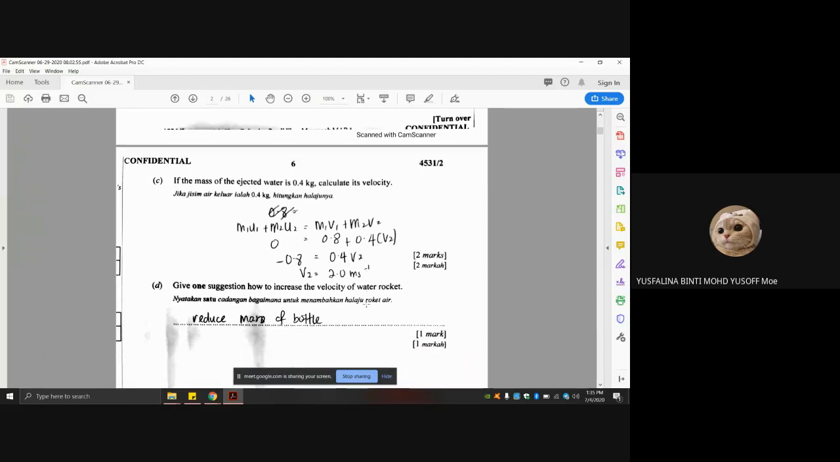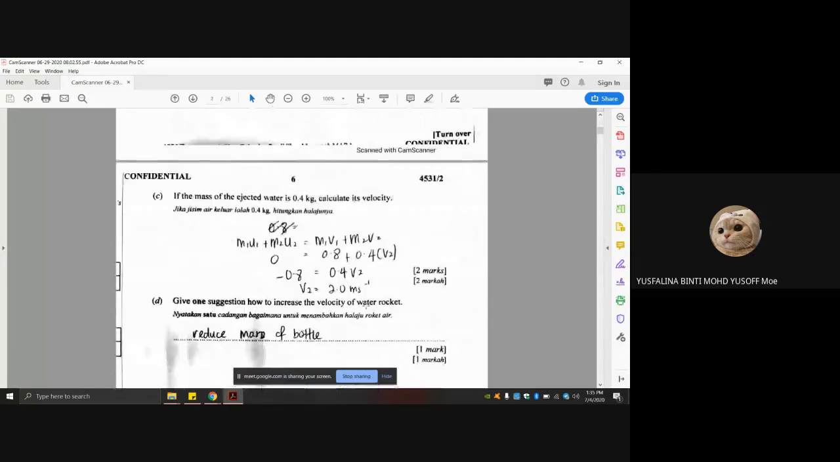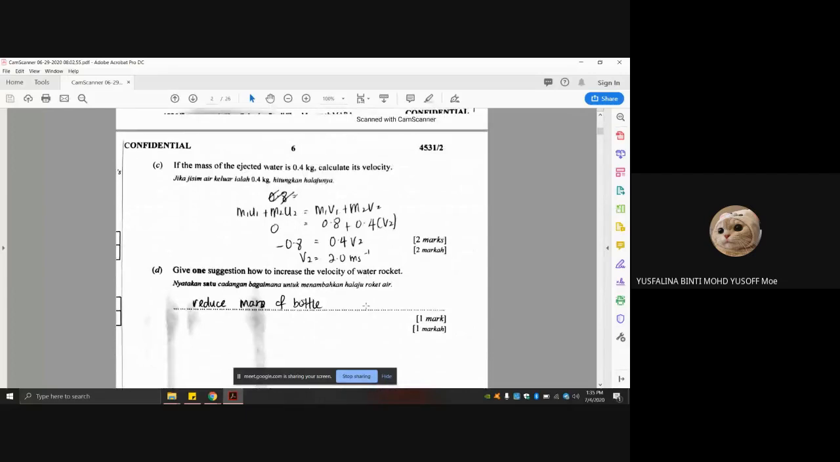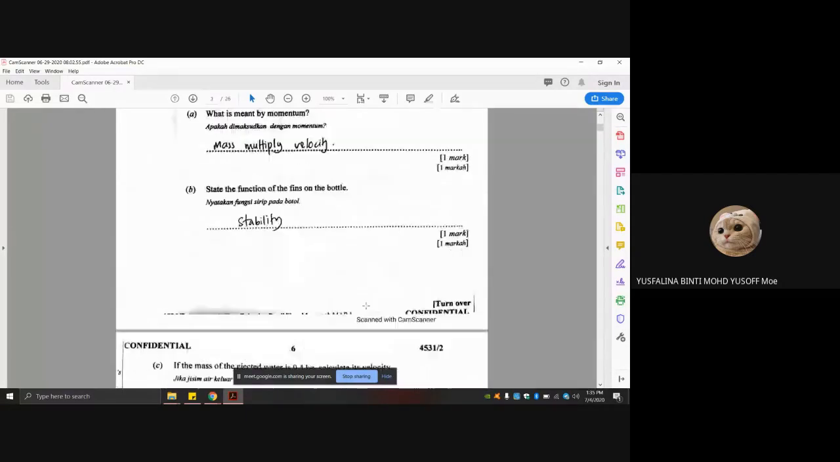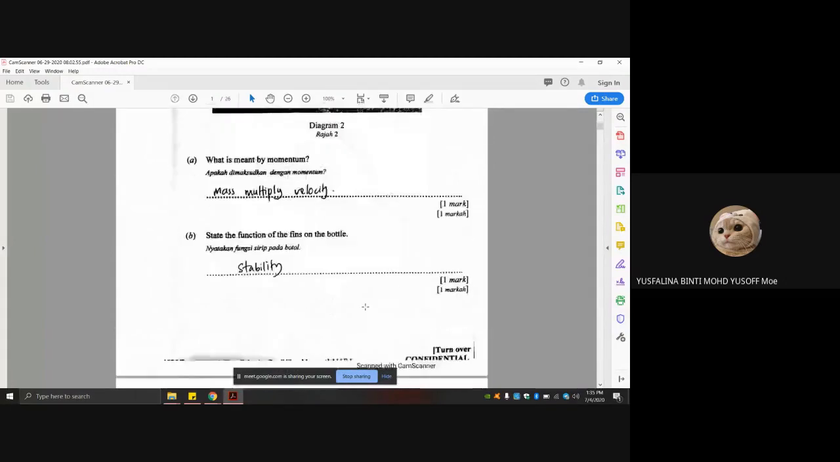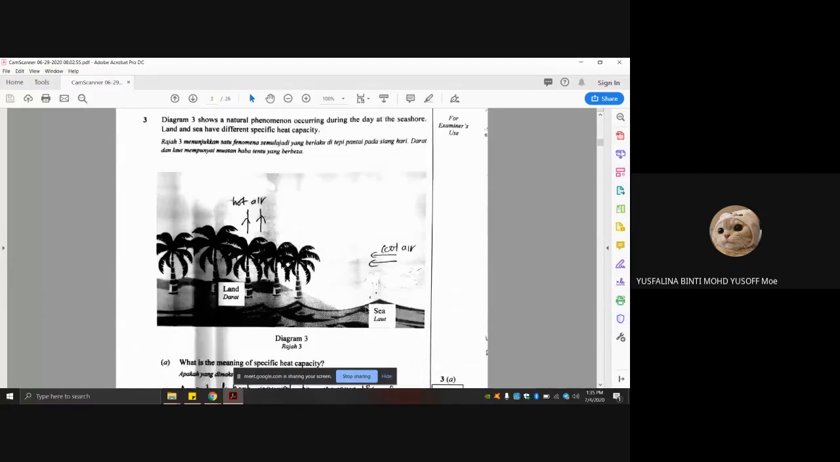The next question is, give one suggestion how to increase the velocity of the water rocket. You reduce the mass of the water, or use a plastic bottle. So the mass will be reduced, so the velocity will be higher. So that is question number 2. So far, do you have a problem, before I move on to the next question?